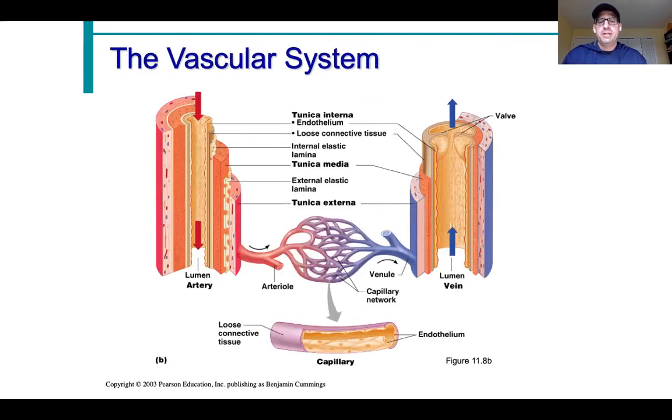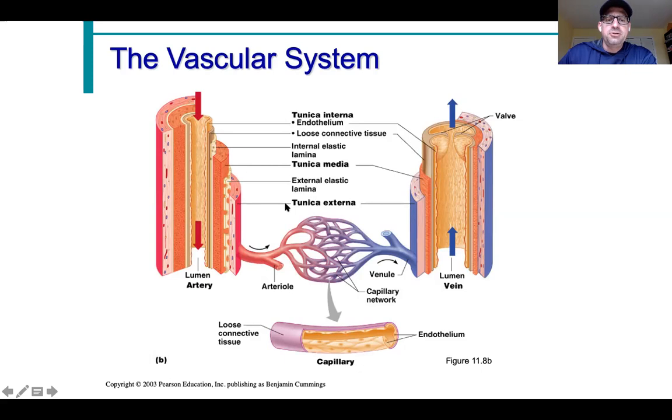So if we take a look at cross sections through arteries and veins, you can see over here, this is a cross section through an artery. Here is a cross section through a vein. And we get these little branches coming off of the arteries called arterioles that branch further into capillaries that you see here. These are one cell in diameter. And this is where gas exchange takes place. Like I was saying, these join back together into venules, which all drain into much larger veins.